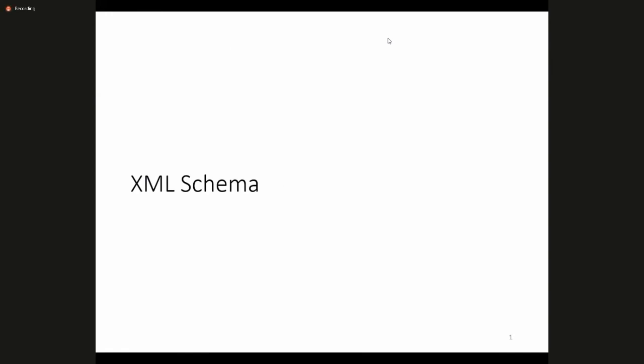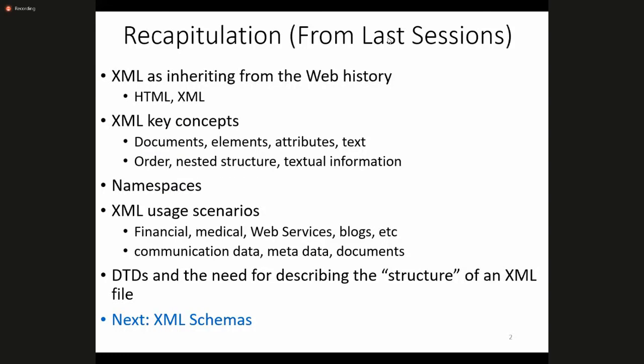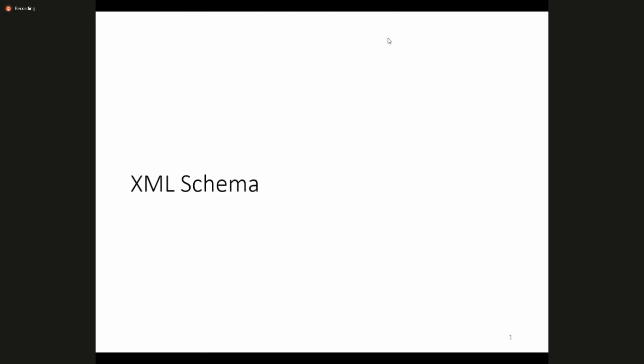So during our previous sessions, we learned about these things, right? XML as inheriting from the web history, right? The introduction of XML, HTML, and those things. XML key concepts, documents, elements, attributes, etc. And the ordering and nesting of XML and namespaces, XML usage scenarios, DTDs and describing the structure of an XML file. These things we already completed, right? So now what we will do is XML schema.